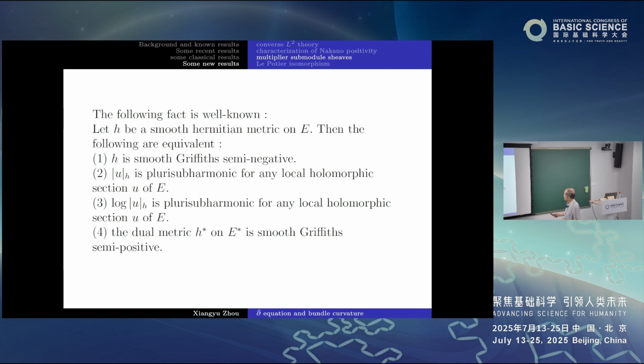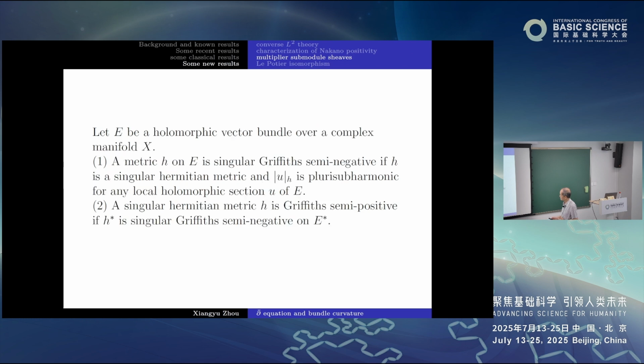For a smooth Hermitian metric, we have the following equivalence of these statements. This metric is called Griffiths semi-negative, and this function is plurisubharmonic for any local holomorphic section. H is the metric, and the log is also plurisubharmonic. So actually, this is equivalent for a smooth metric. In this way, one can define Griffiths semi-negative and semi-positive for a singular metric, using the equivalence. If this function is plurisubharmonic, then you can say this metric is singular Griffiths semi-negative.